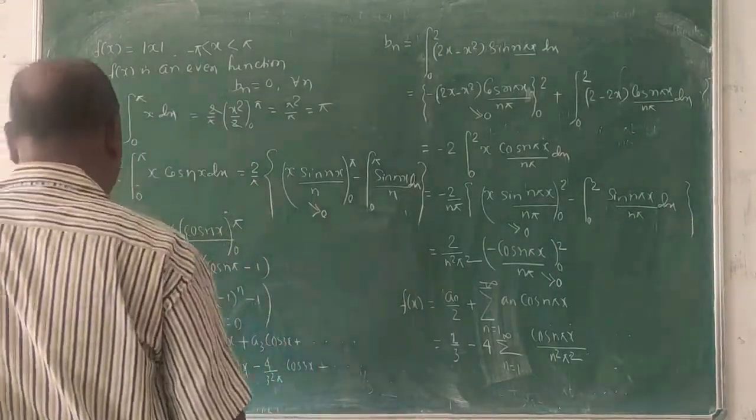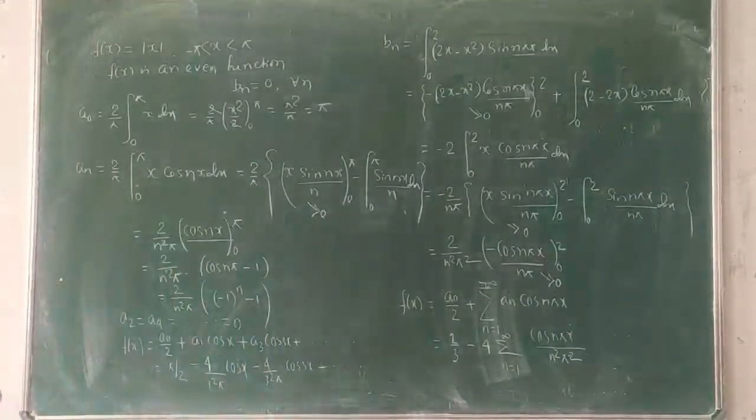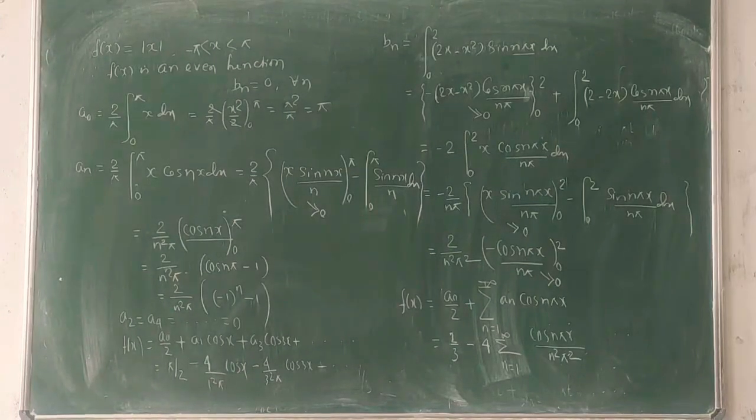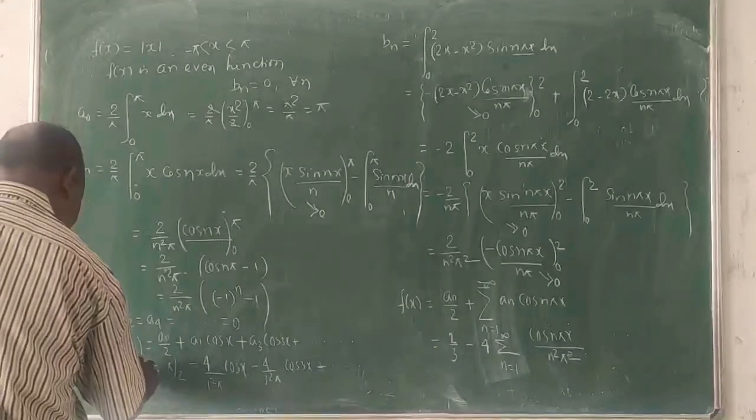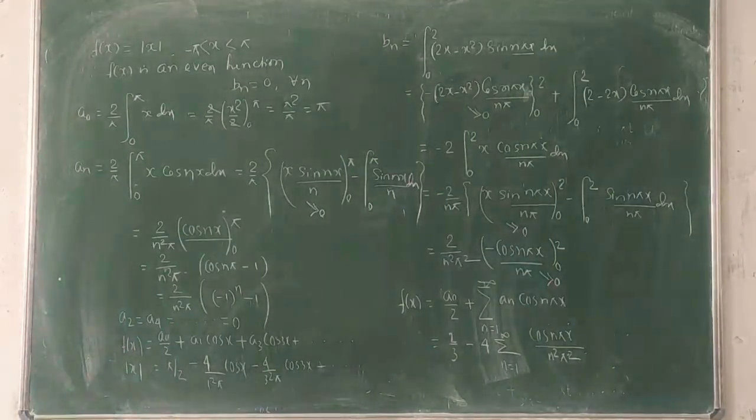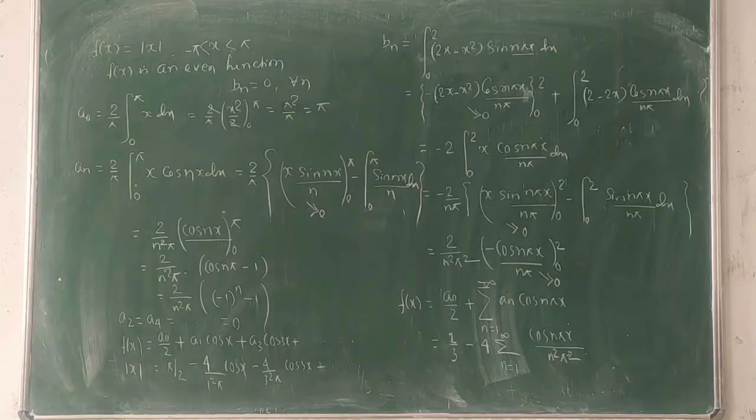So basically this is the half range Fourier series of f of x. Now we deduce a result from it: substitute x equal to 0 in both sides.